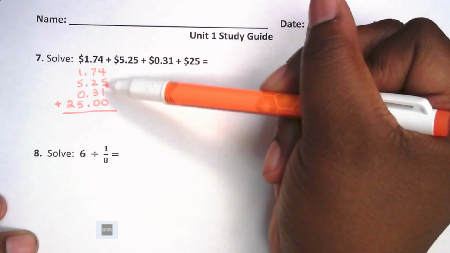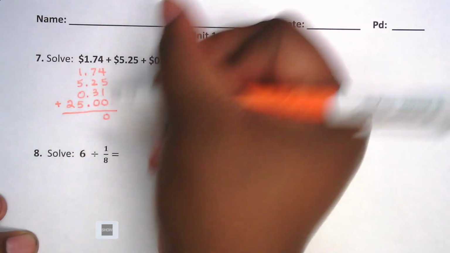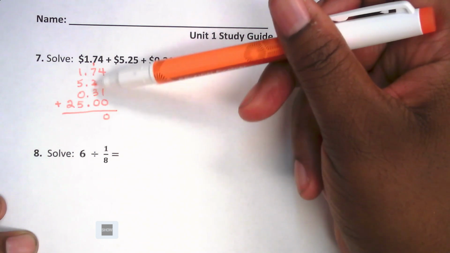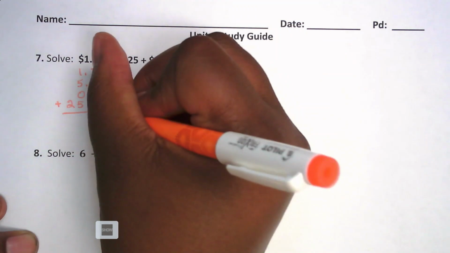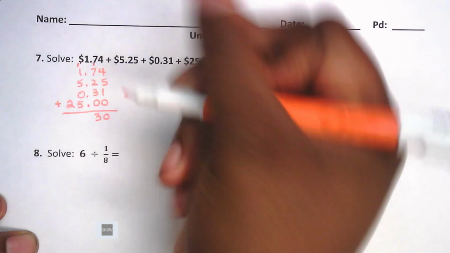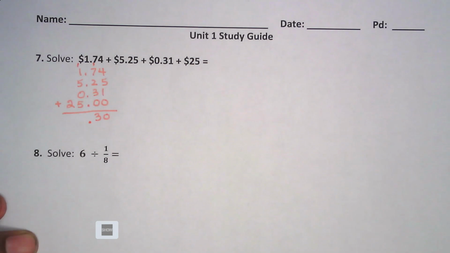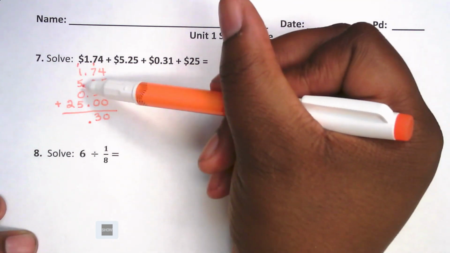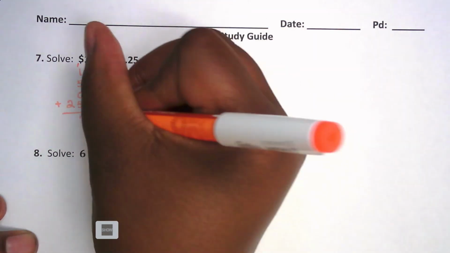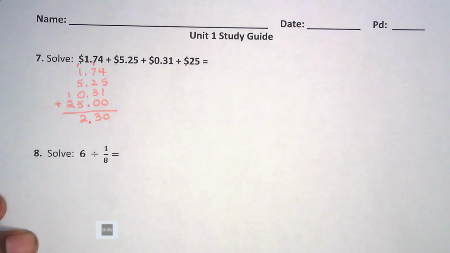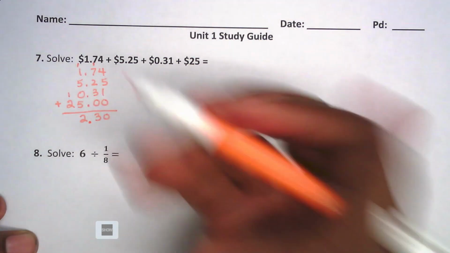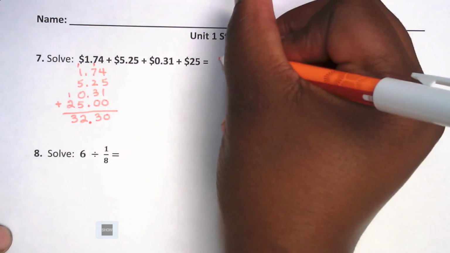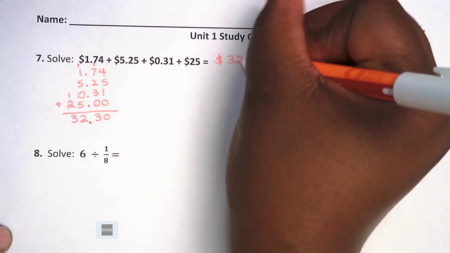4 plus 5 is 9, plus 1 more is 10. So I'm going to put my 0, carry my 1. 1 plus 7 is 8, plus 2 is 10, plus 3 is 13. So I'm going to put my 3 and carry my 1, making sure to line up my decimal points in my sum. So now I have 1 plus 1 is 2, plus 5 is 7, plus another 5 is 12. Put my 2, carry my 1. And now I have 1 plus 2, and that's 3. All right, so the answer to this, the sum, is $32.30.